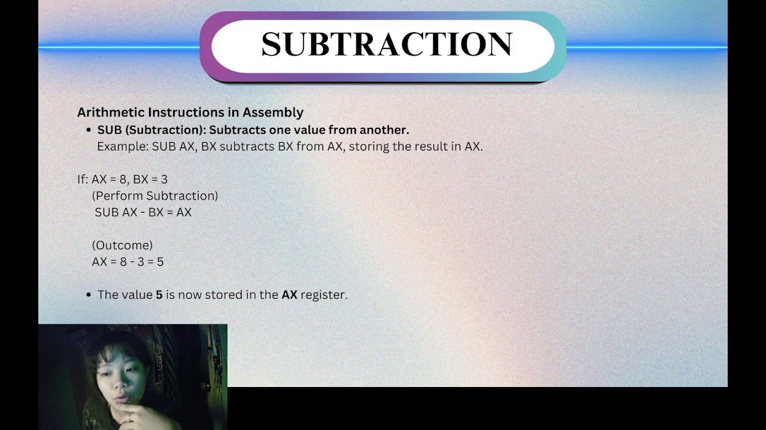Second, we have subtraction. It means subtracting one value from another. Example, sub AX, BX subtracts BX from AX, storing the result in AX. So AX is equal to 8, BX is equal to 3. Just subtract the value of 3 from 8, which is 5. Now we have the value of 5 stored in the AX register.